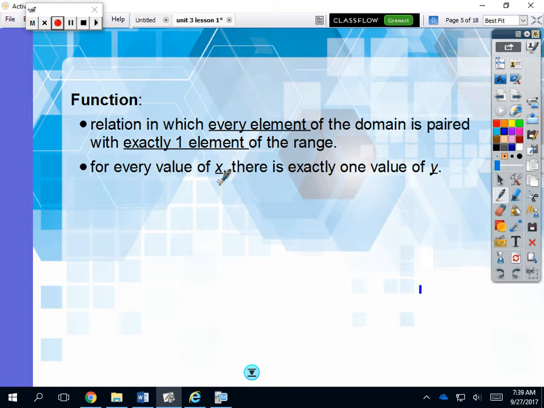So in certain cases, certain sets of ordered pairs are not functions. So for instance, something that's not a function would be this. This is not a function because if I go to this x value, it's paired with a y value here and a y value down here. So this is not a function.